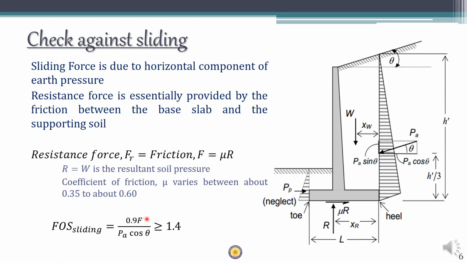So the factor of safety against sliding can be written as 0.9 into F, which is our resisting force, divided by PA cos theta. This factor of safety should also always be greater than 1.4.